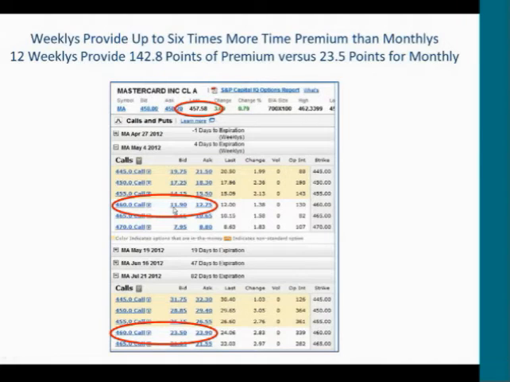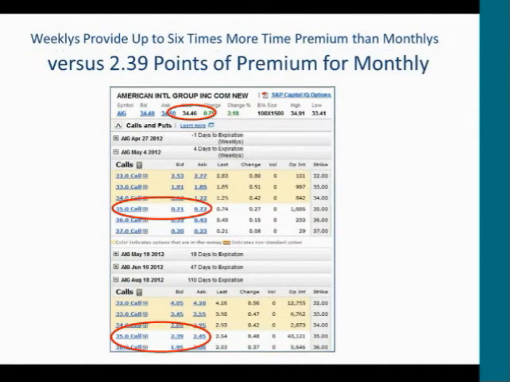So you're going to collect about 12 of these weekly premiums, which would provide 142 points of premium versus over the same time period getting 23 points for the monthly. So the weeklies provide up to 6 times more premium than trading the monthly. So that's one of the reasons why this strategy is so lucrative.